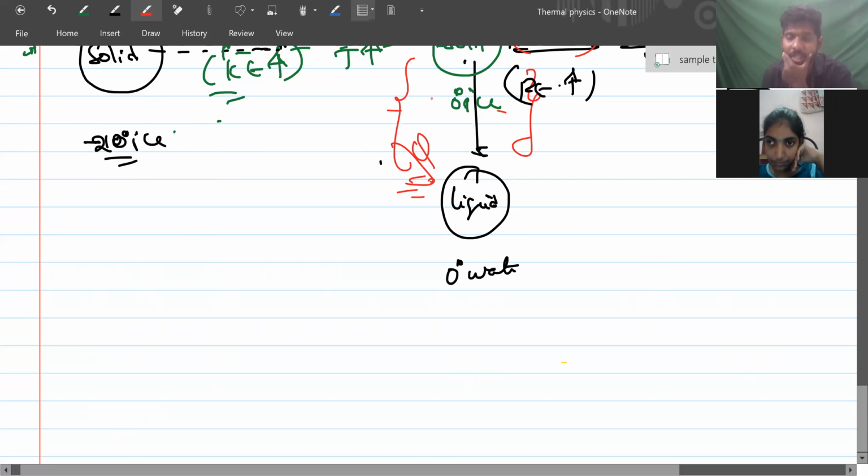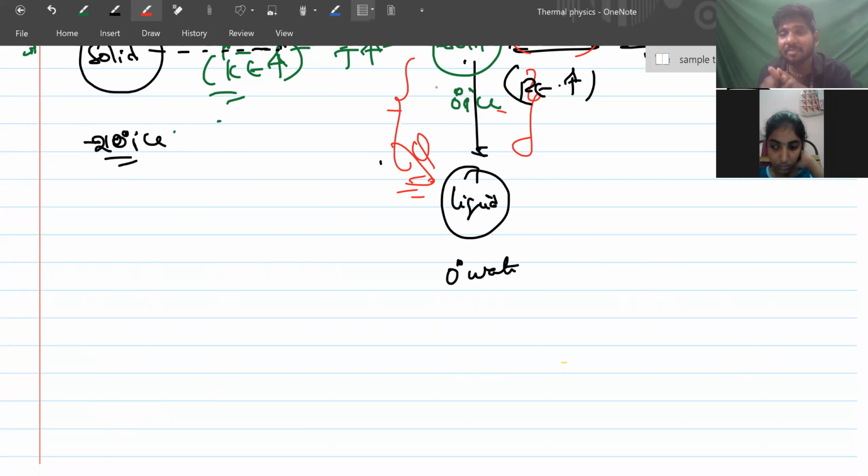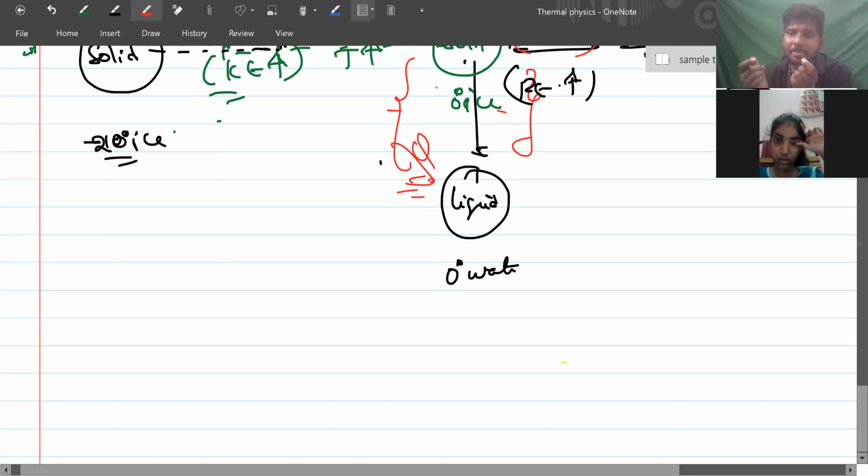So that is why if you keep ice and water together, and you continuously supply heat, the water temperature will not rise till the ice gets melted and converted into water. Are you getting this? You cannot say that the water keeps rising in temperature while the ice also gets melted. No, both will not happen.